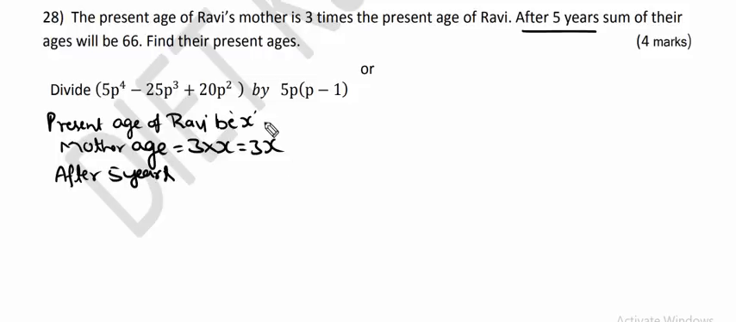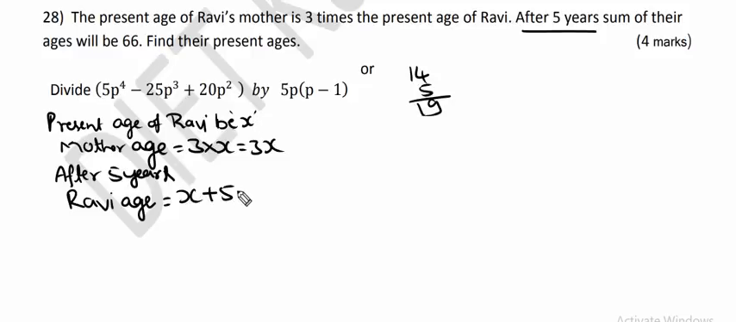What is the age of Ravi after 5 years? If your age is 14, what is your age after 5 years? You add 5 to it. So Ravi's age was x, now his age is x plus 5. And what is the mother's age? The present age is 3x, after 5 years her age becomes 3x plus 5.